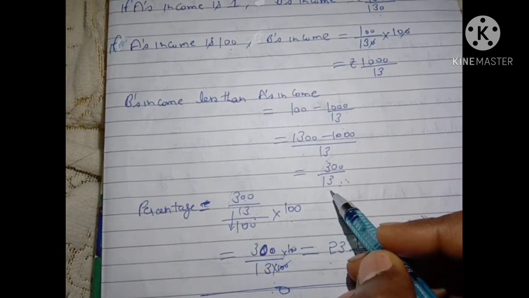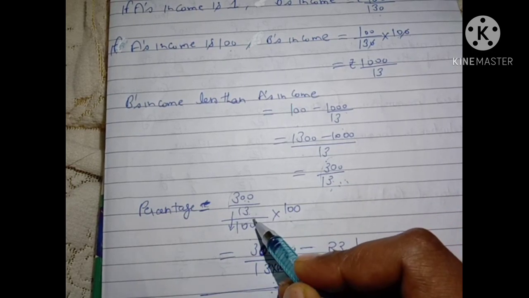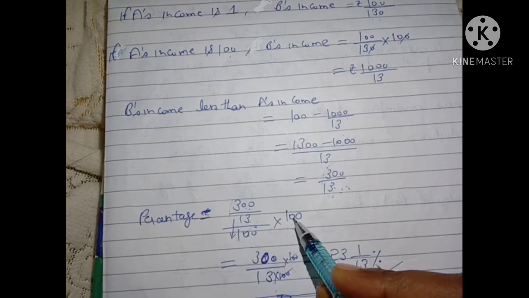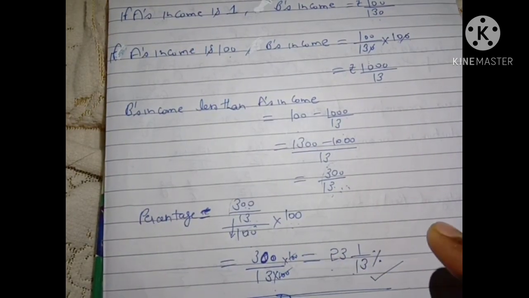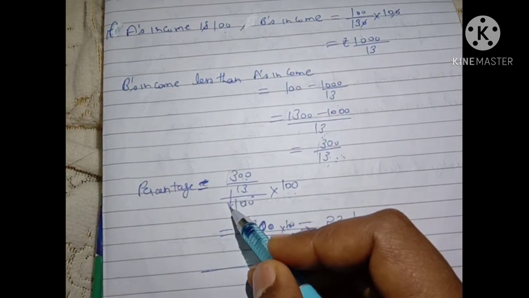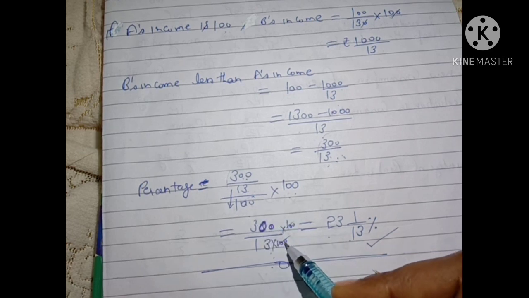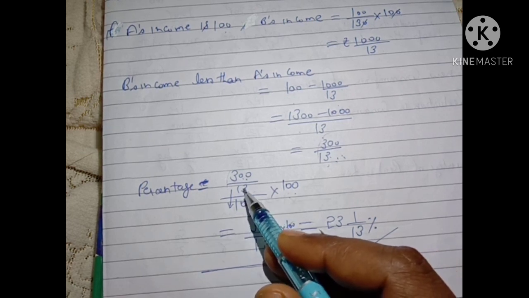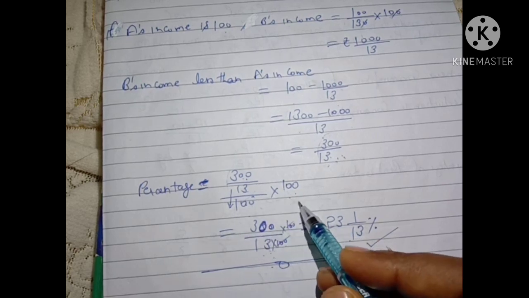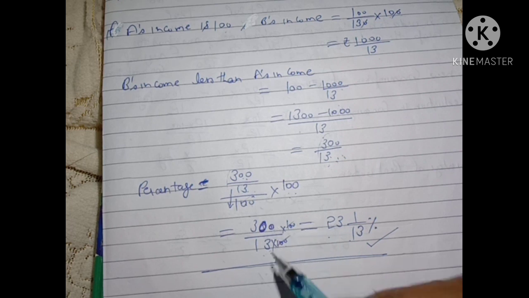Put the value of B's lesser income than A here, 300 over 13, and divide it by A's income, that is 100, and then multiply it by 100. This 100 is for percentage. Now we have to shift this 13 to the denominator, so it will become 300 over 13 into 100, and this 100 as it is, and this 100 and 100 cancel, so it will become 300 over 13.